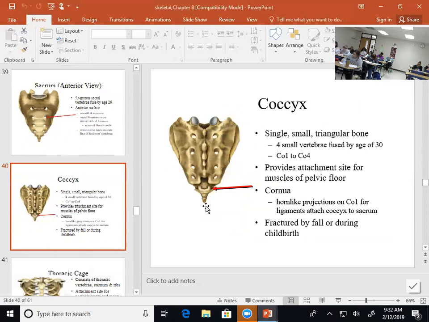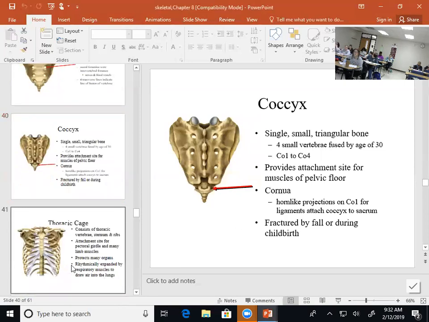When somebody says they broke their tailbone, this is what they mean. A lot of us have broken our tailbones because oftentimes when we fall, where do we fall? On our behinds. And so it's not so uncommon. You can break your tailbone during delivery too. That's a very common thing to happen. And it's really not a big deal. I mean, it might hurt a little bit, but it'll heal itself. There's not much you can do about it.